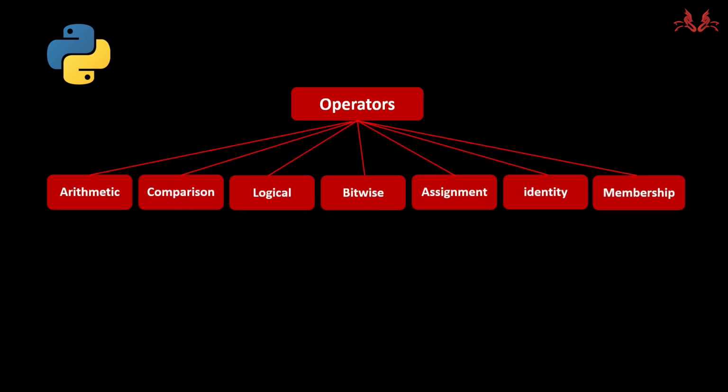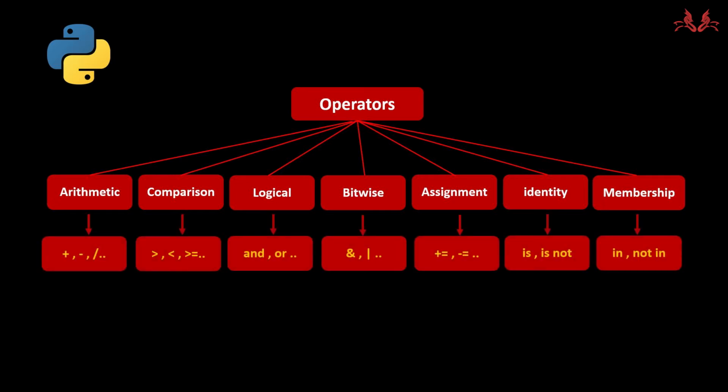Today I'm gonna talk about the operators. There are many kinds of operators, including arithmetic operators, comparison operators, logical, bitwise, assignment, identity, and membership operators. And these are the symbols of these operators. At first, I'm gonna talk about arithmetic operators.